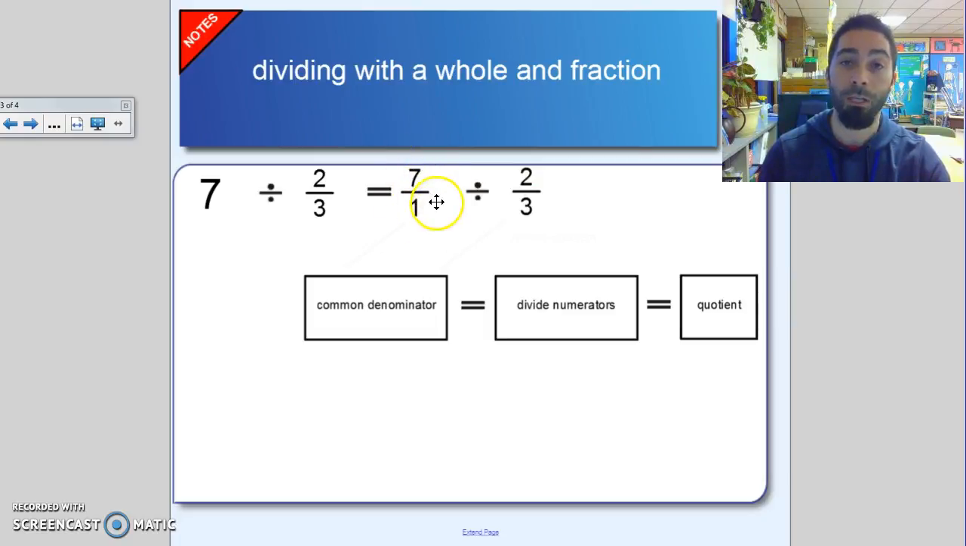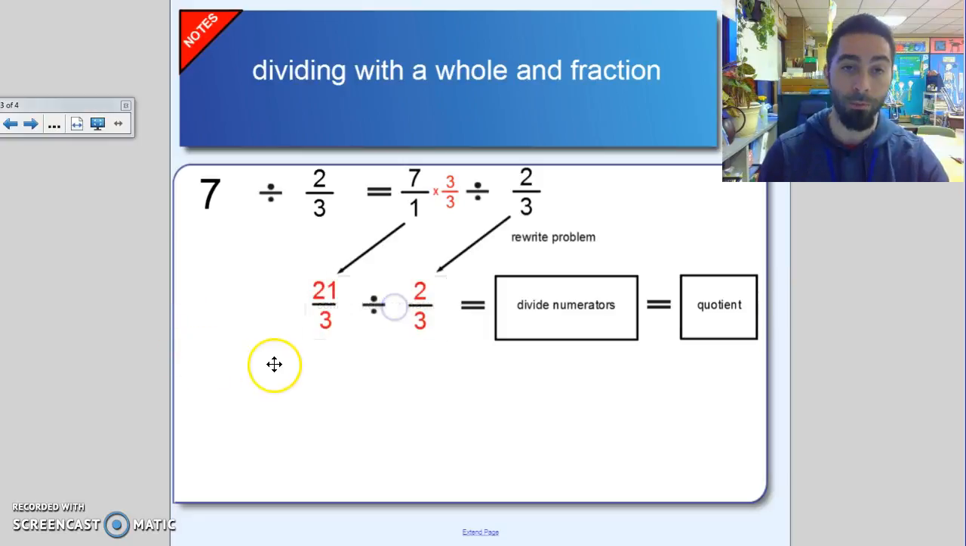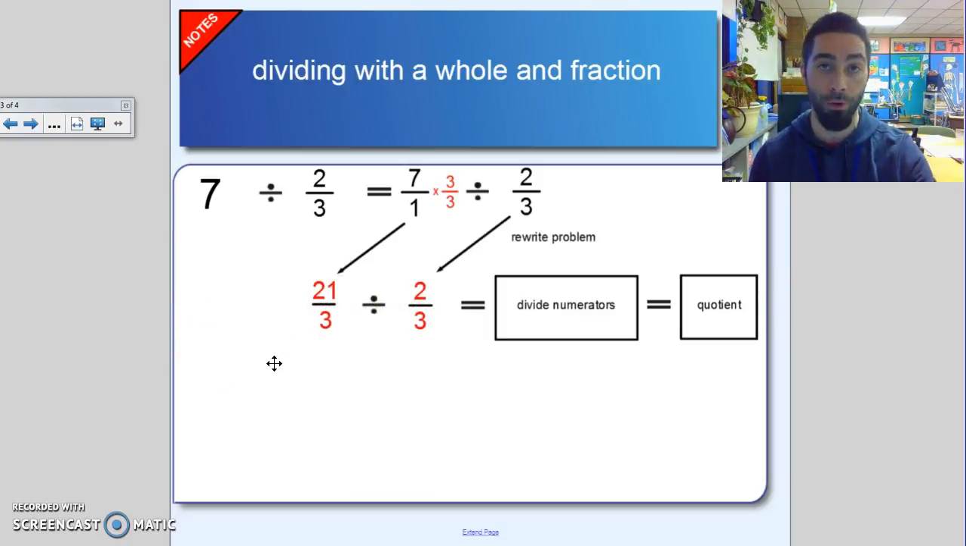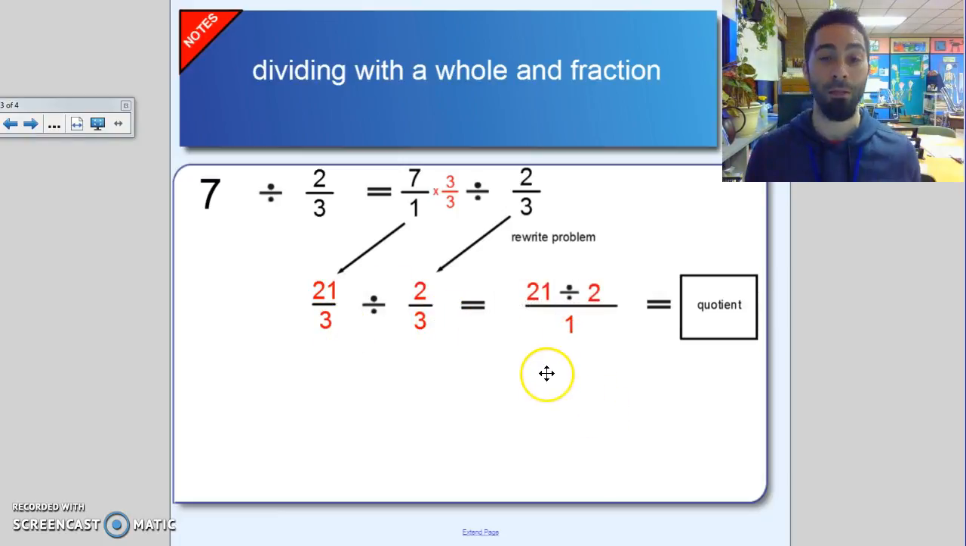So I need to multiply 7 over 1 by 3 over 3. And then I rewrite that problem with those common denominators. So it becomes 21/3 divided by 2/3. Okay? Now the next step I follow here is I just divide straight across because I've got my common denominators now. So now I'm going to divide my numerator by my other numerator. So 21 divided by 2. And then the 3 divided by 3 makes 1. So that's going to be on the bottom. So 21 divided by 2 over 1.